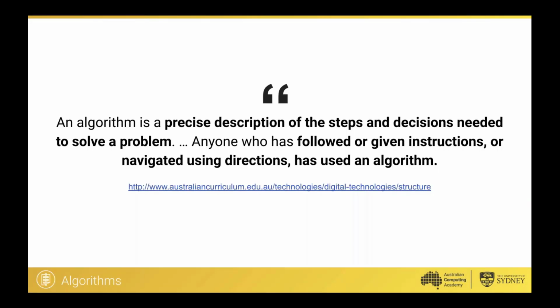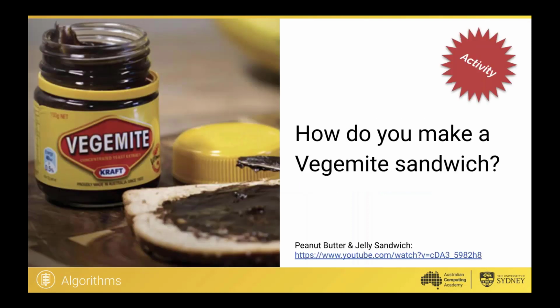So let's look at the definition of an algorithm. An algorithm is the precise description of the steps and decisions needed to solve a problem. Anyone who has followed or given instructions, navigated using directions, followed a recipe, all kinds of things, has used an algorithm. So I'm going to give you an example of this now.